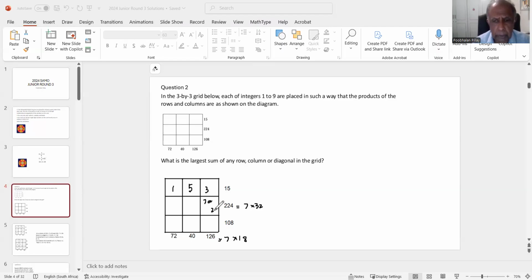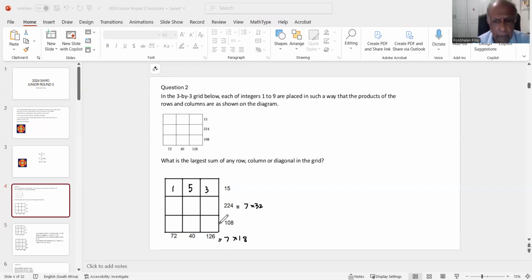Then you got 3 times 2 is 6. And you got too much here. This would be 21. That wouldn't work. So you have to put 7 here because 3 times 7 is 21. And the other factor is 6, which is one of the numbers here. So let's put 7 here.